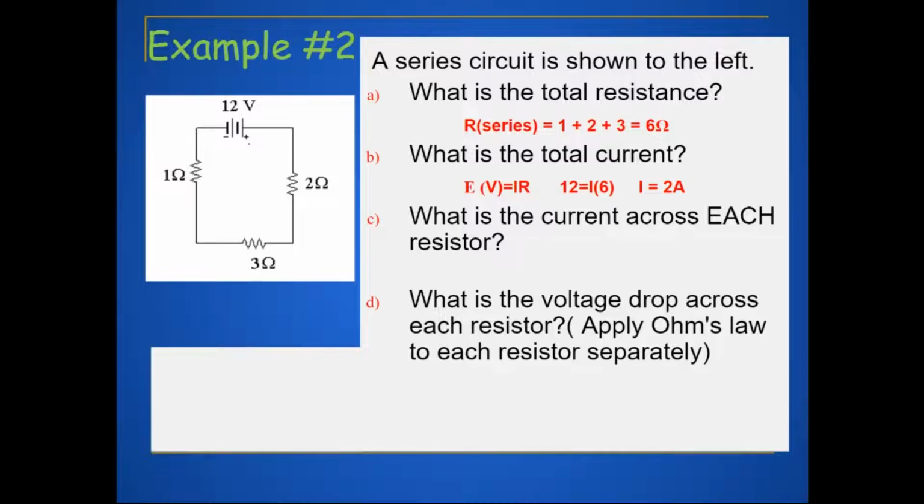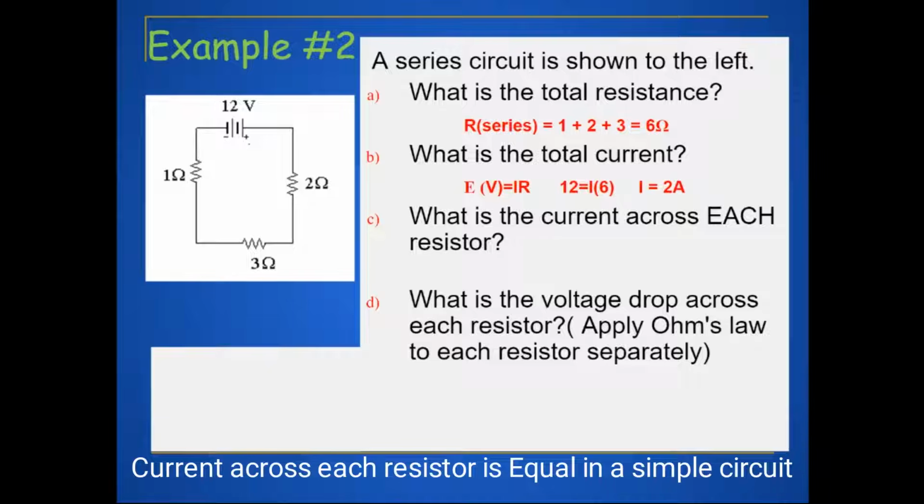So what's the current across each resistor? So as we discussed previously, in a series circuit, the total current flows equally across each resistor. So that means in this example, each resistor will get 2 amps.